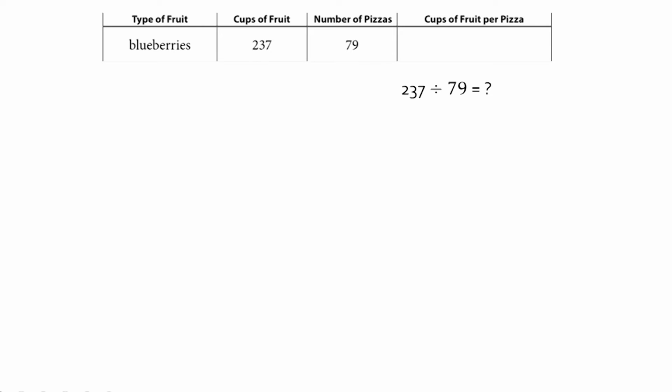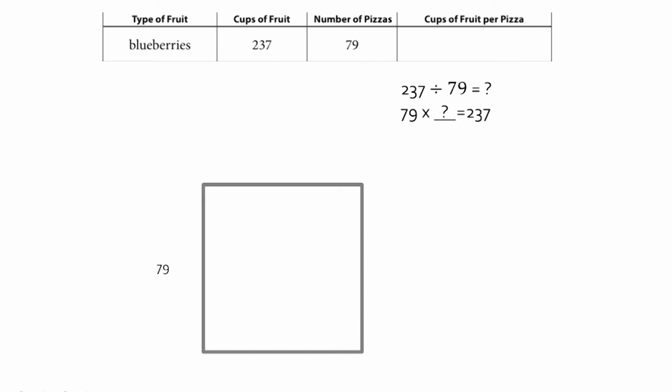237 divided by 79? Did you think we can use division to solve this problem? Kind of like we were doing with the number string. We're trying to find the unit rate. We're trying to find one pizza. Maybe you thought of it like this: 79 times what equals 237? If you've seen any of the previous videos, you might have seen me use the area model to solve a division problem. So let's try that now. Again, I'm thinking 79 times what gives me 237.